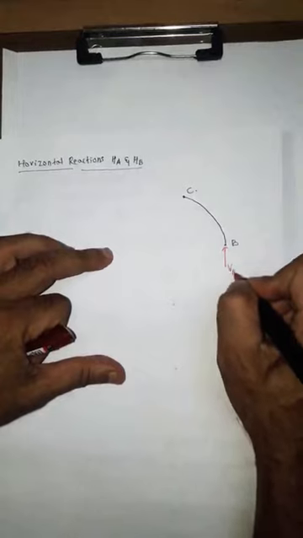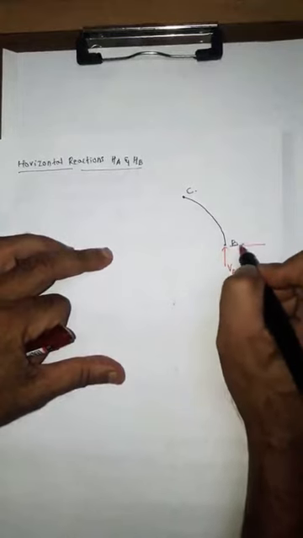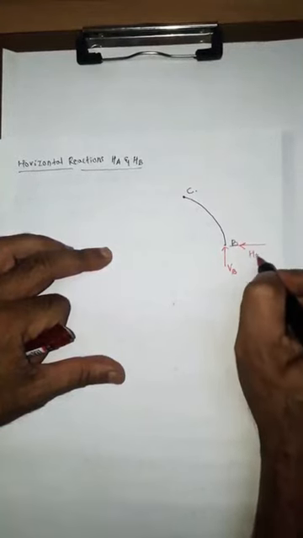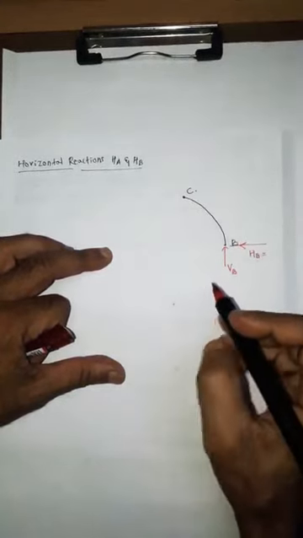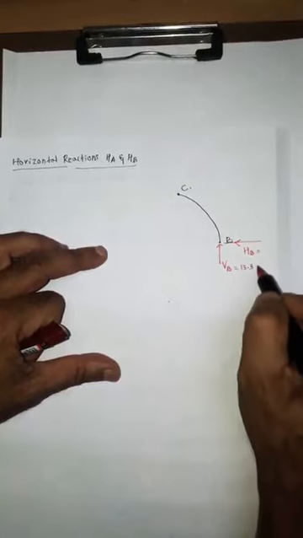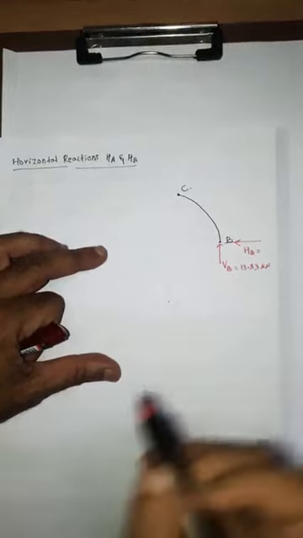So this is point B. This is another hinge at C. Now there will be a reaction, that is vertical reaction VB and horizontal reaction HB. VB we have already calculated. This is 13.33 kilonewton.